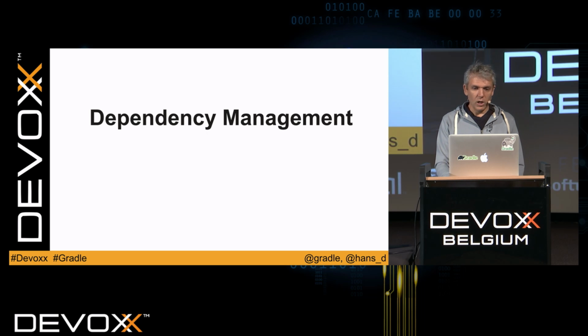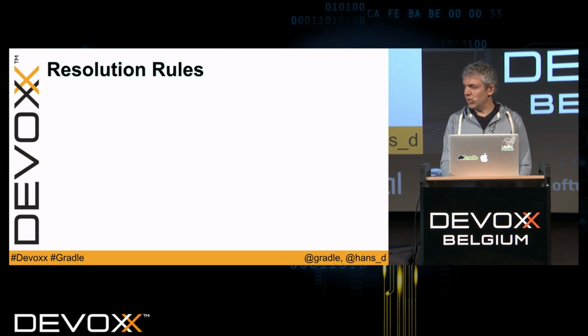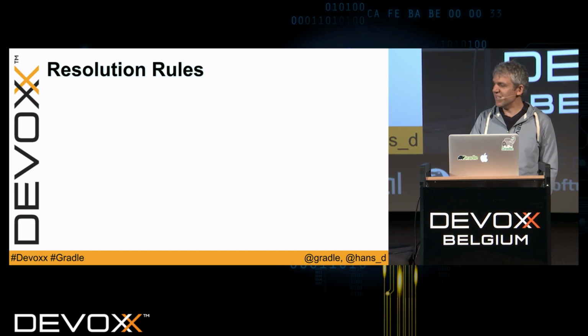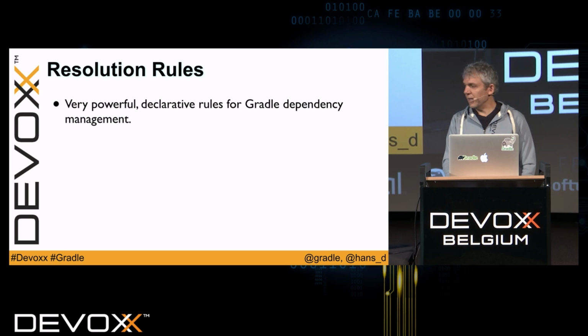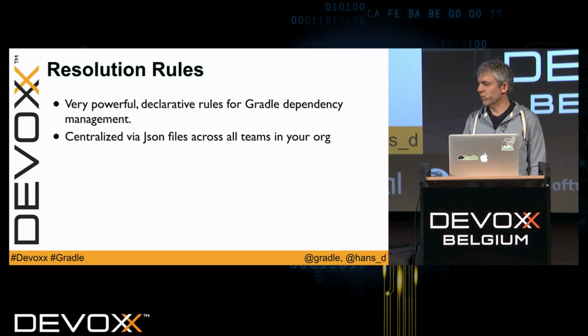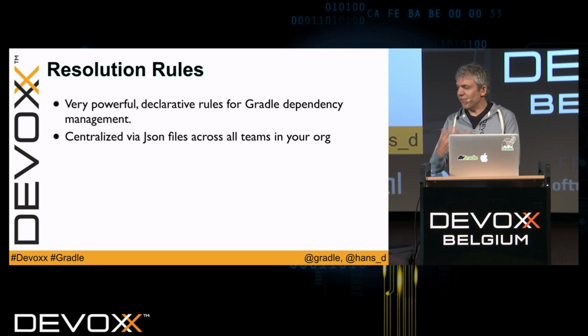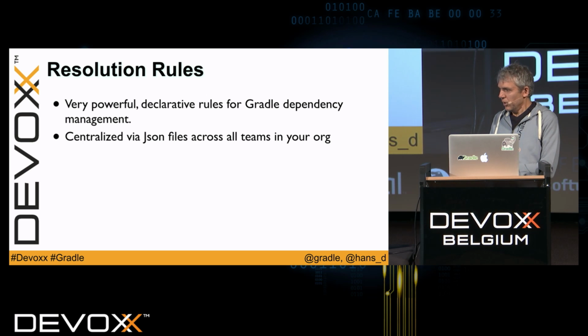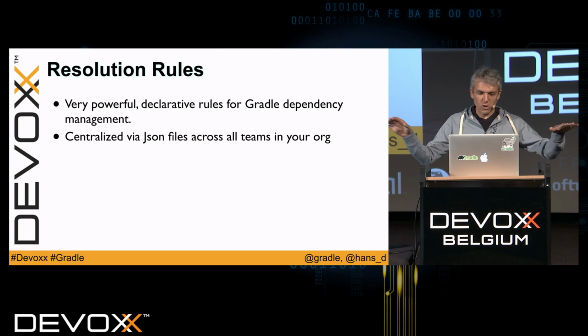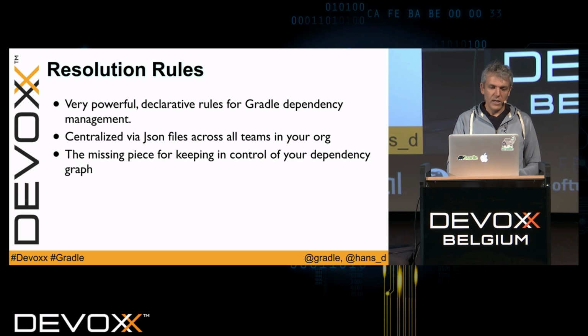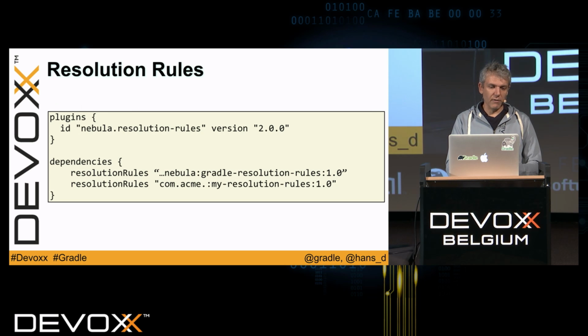Okay, so I don't have much time left. I want to talk about some dependency management capabilities that are available in Gradle as part of the bigger Gradle plugin ecosystem. So one thing is resolution rules. Very powerful declarative rules for Gradle dependency management. So you can define resolution rules with Gradle in a centralized JSON file, and you can share this information across all the teams in your organization. And I think this is a missing piece for keeping in control of your dependency graph.